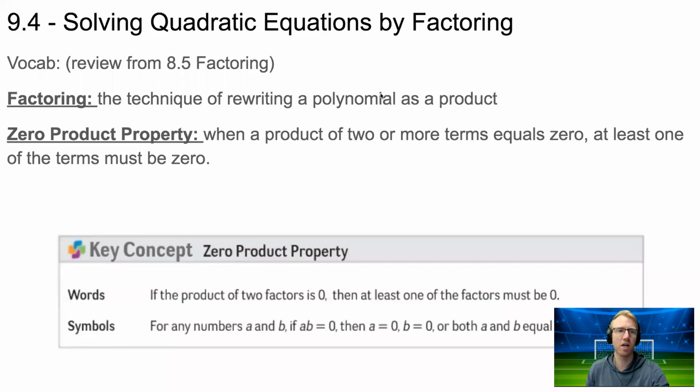All right, here we go. This is section 9.4. There's two sections here, two separate videos, one for solving using square roots and one for solving using factoring. So here we're going to be talking about quadratic equations in more detail.